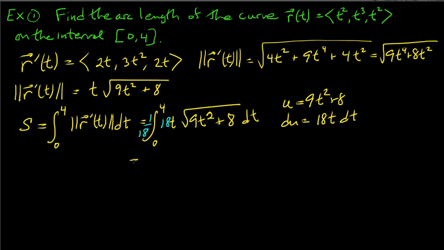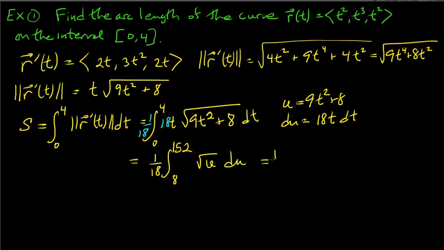And if we do that, let's see, we get 1 over 18 times the definite integral from, so if t is 0, u will be 8. And if t is 4, I'll get out my calculator now, so u will be 9 times 16, 144 plus 8 will be 152. Right? And then we just have the square root of u du.